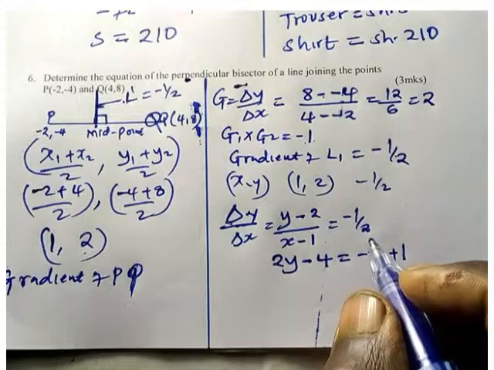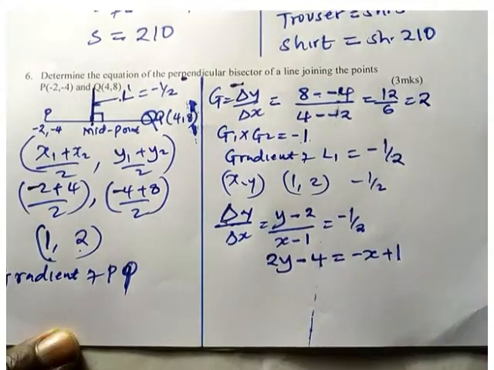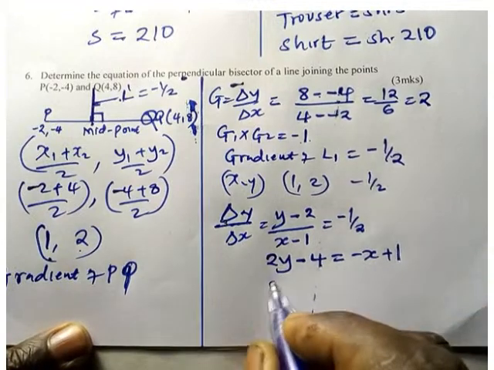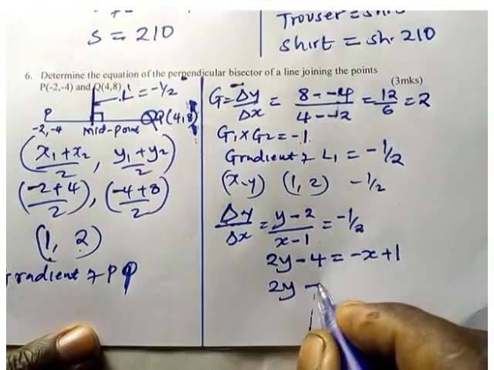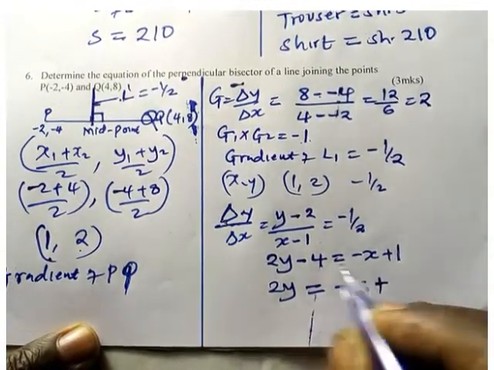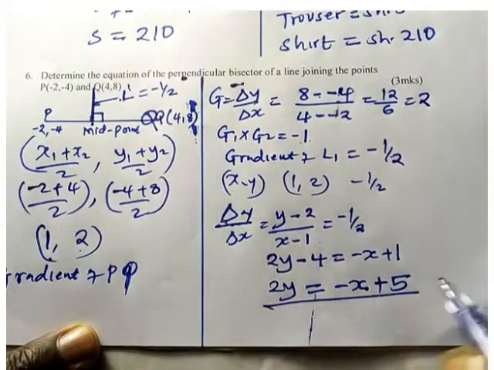Plus 1. So 2y is equal to negative x plus 5. So this is the equation of the line.